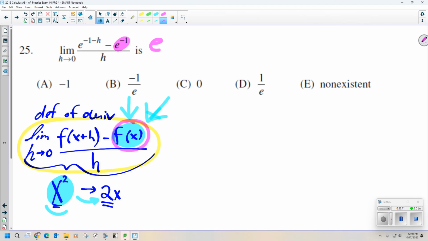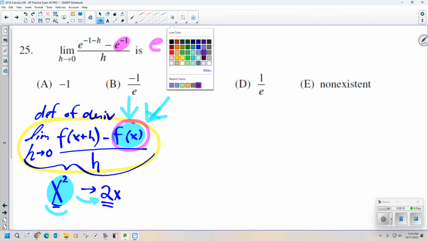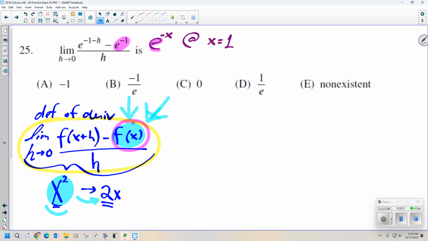That was e to the negative x at x equaling 1. So they just threw a 1 in for the x here. So all you got to know is how to take the derivative of this and then plug a 1 in. That's it. If you can make that connection, that's cake.